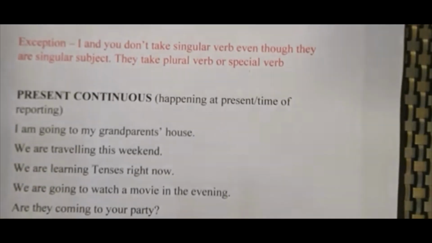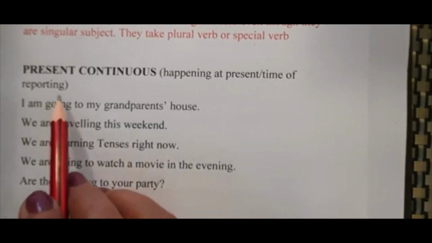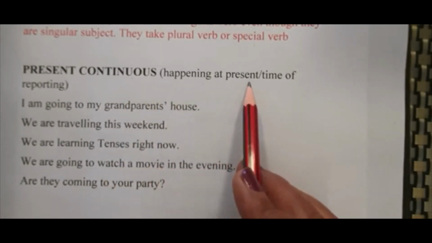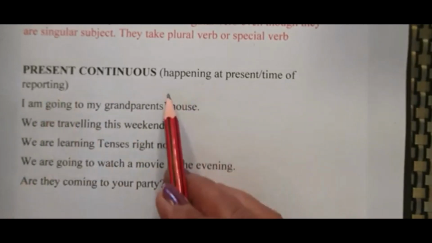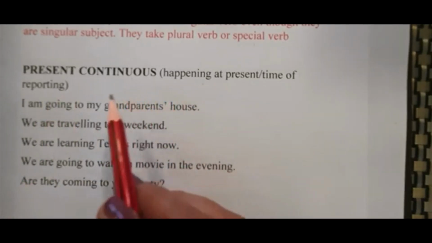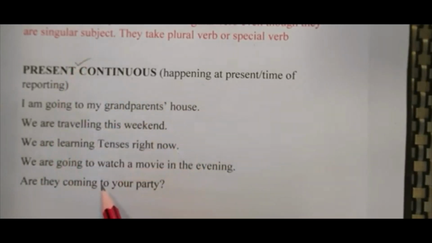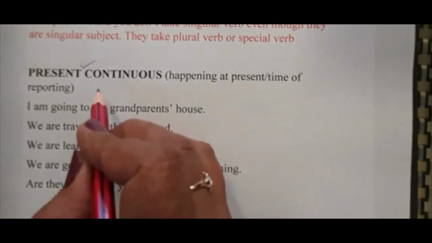Now let's quickly see important rules related to present continuous tense. It is used for the things which are happening at present time or the time of reporting. When we are talking about the thing, at that time, if the thing is happening, we use present continuous tense. And what is the verb form of present continuous tense? Let me tell you.